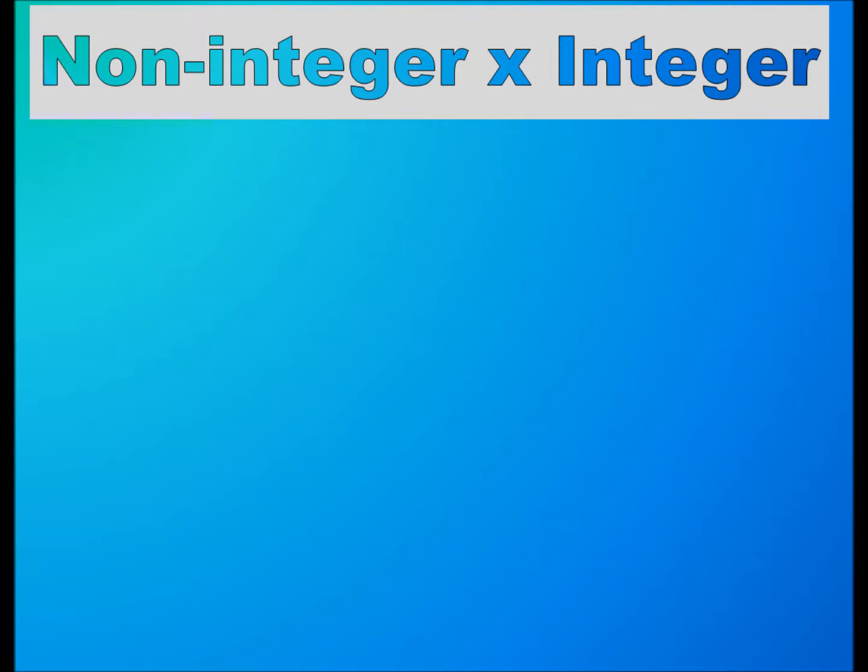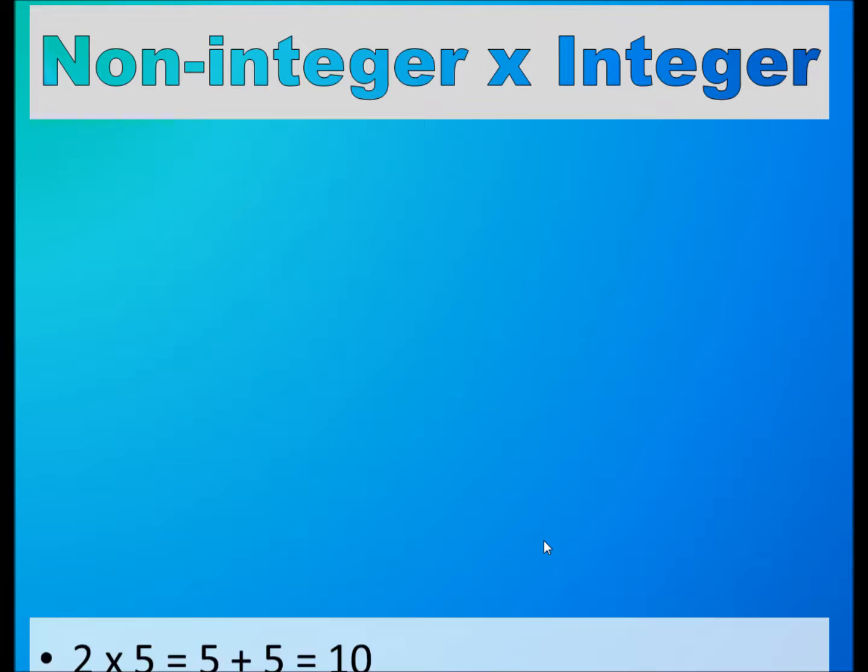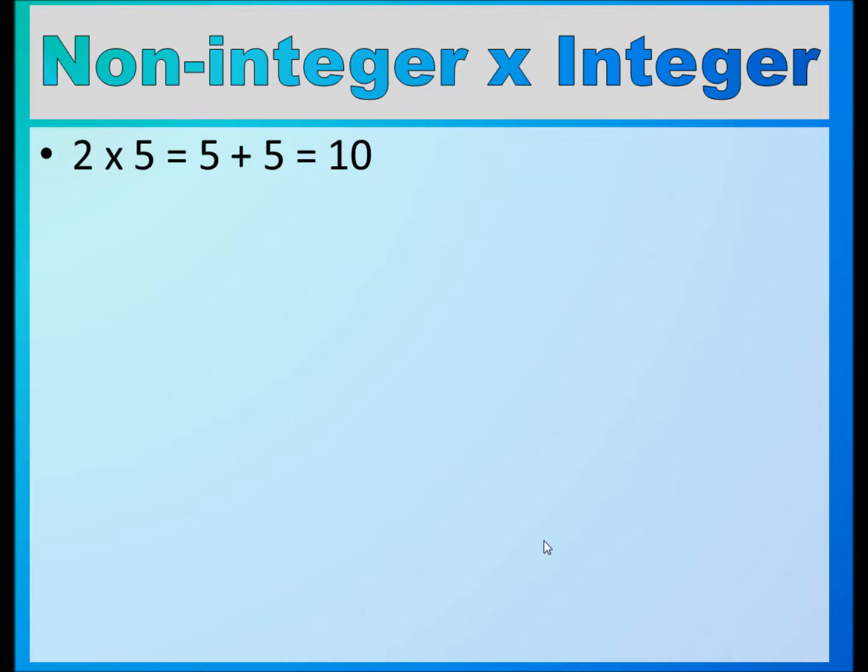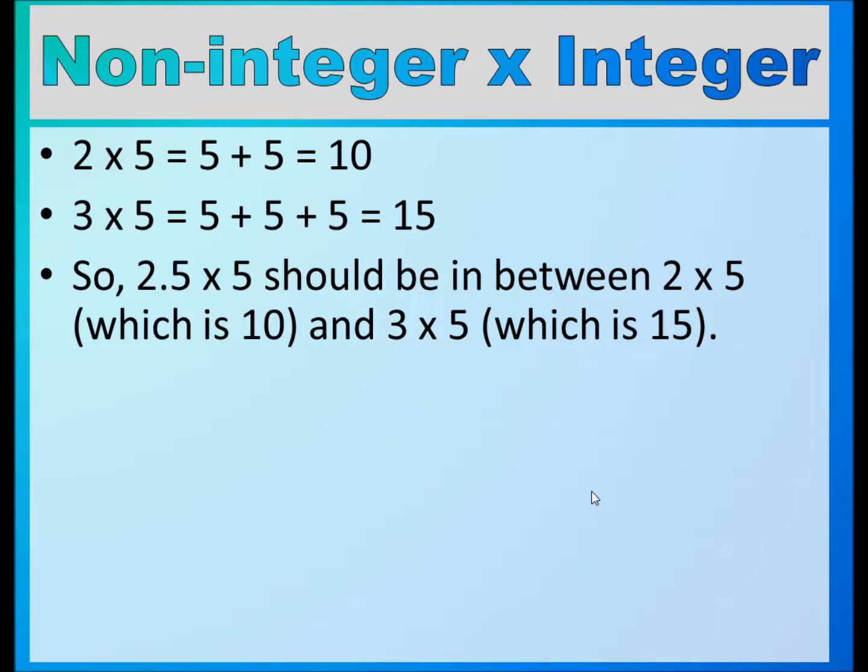Let's now talk about non-integer times integer. 2 times 5 is equal to 5 plus 5, so that's repeating addition. We have 2 fives, which is equal to 10. 3 times 5 is equal to 5 plus 5 plus 5, so that's 3 fives, which is equal to 15. So 2.5 is between 2 and 3, so 2.5 times 5 should be in between 2 times 5, which is 10, and 3 times 5, which is 15.